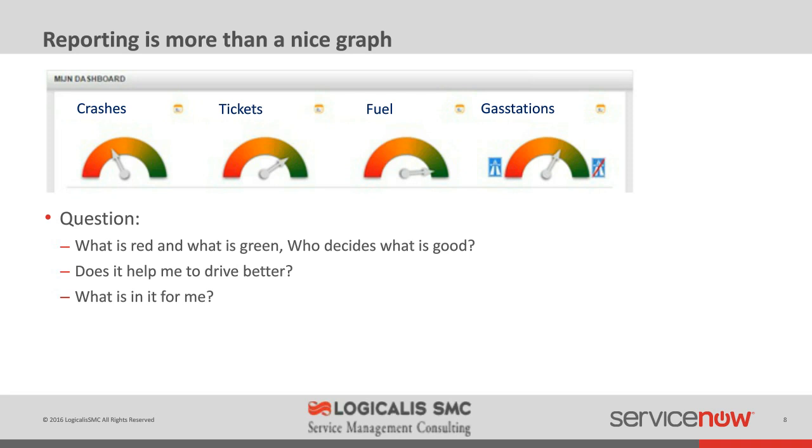And how many tickets do I get? Well, I'm in green. That sounds okay. But how many tickets do you need to get before you move to red? So it is a nice graph, but what does it tell me? I don't know what red is. I don't know what green is. And where is the benefit for me to drive better? So they present a nice report. The question is, does it add any value to me when driving?